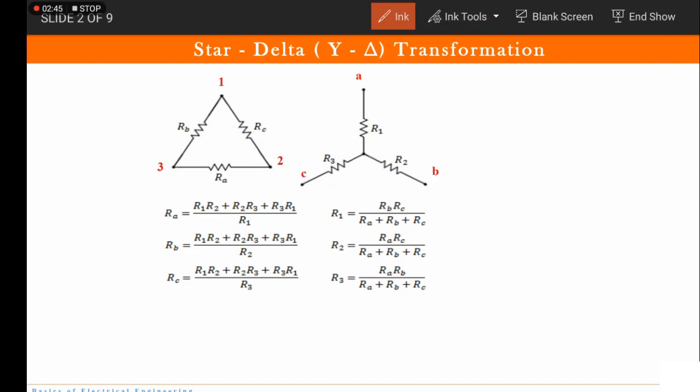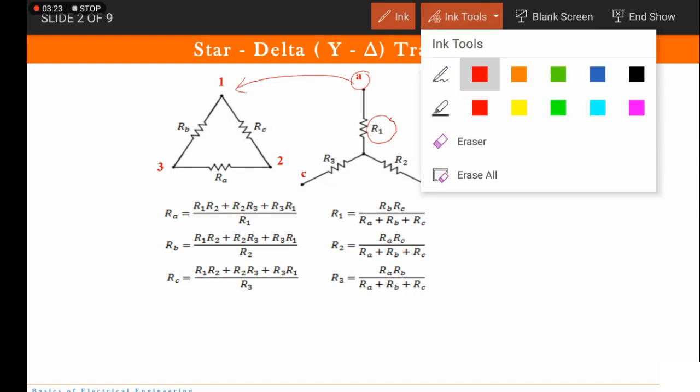How a star is converted to delta. Fine. So for this also there is a trick. Okay. So point number A will correspond to 1. Fine. Now here all the resistances are multiplied. I mean, one resistor is multiplied with the second resistor in a cyclic fashion, like R1 R2, R2 R3, R3 R1. Okay. You have to take the sum of these products and you have to divide by the corresponding resistance. Fine. I'll explain it again.